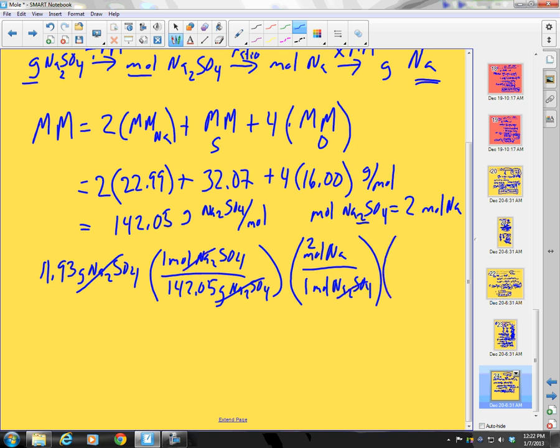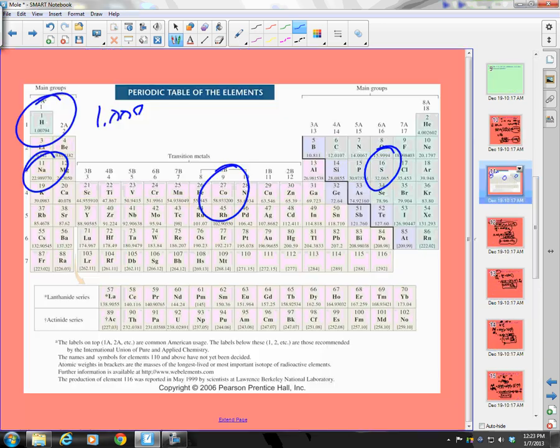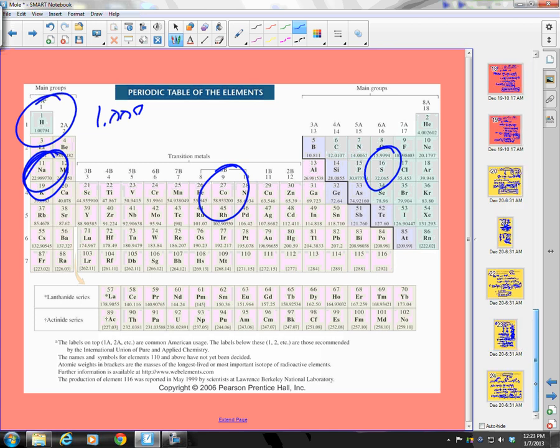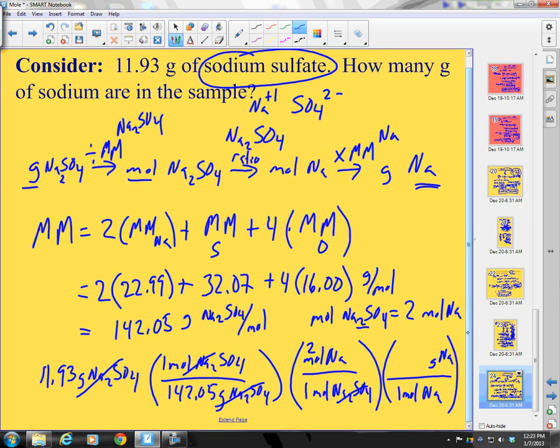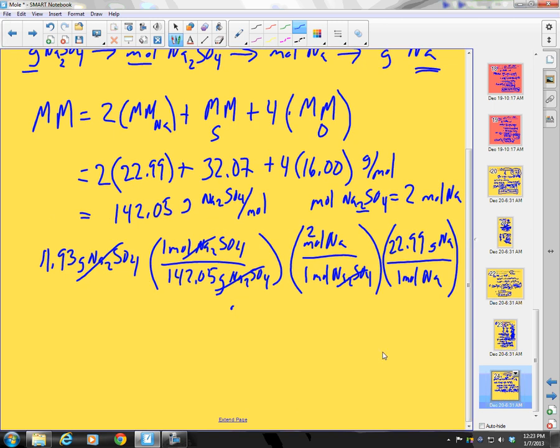And then I have to do what? Grams of sodium. Oops, I'm going to have to erase that. Oink. Grams of sodium per mole of sodium. What's that? Grams per mole. That's molar mass. Sodium is what? 22.99. Good. And if I look at my units, moles of sodium cancel, and I'm left with grams of sodium. Cool. So now let's run the numbers.